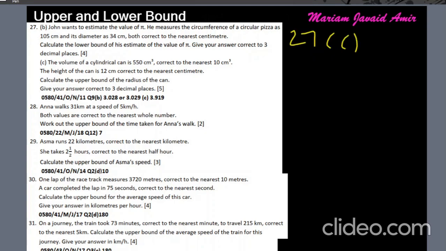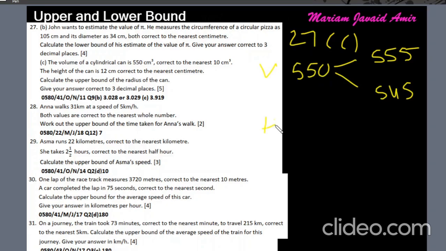The volume of a cylinder is 550, correct to the nearest 10 centimeter square. So 10 divided by 2 is 5, add 5 to it, we get 555, subtract 5 from it, we get 545. So this is the upper bound and lower bound volume. The height can be 12 centimeter, correct to the nearest centimeter. So add 0.5 and subtract 0.5 to get upper and lower bound for the height.